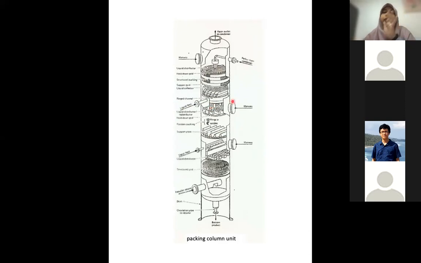There are two types of packing. The first one is structured packing, yang terstruktur. It looks like a honeycomb, and we just put it like that as a pack. The other is random packing, called rings or saddles. So this is the type of the distributor from the cross-section area, from the top view.